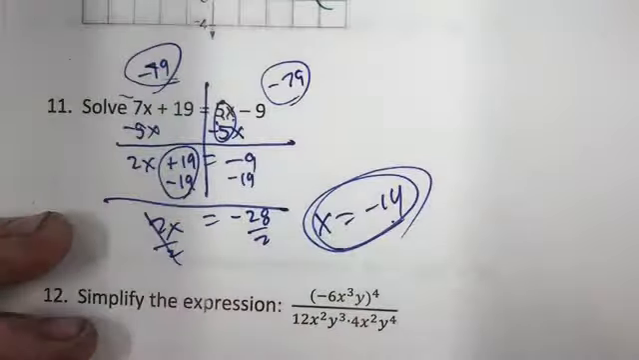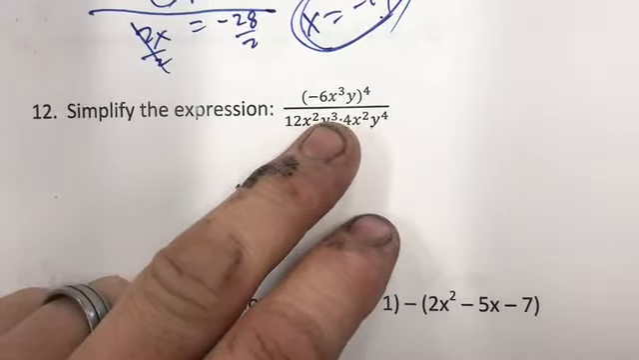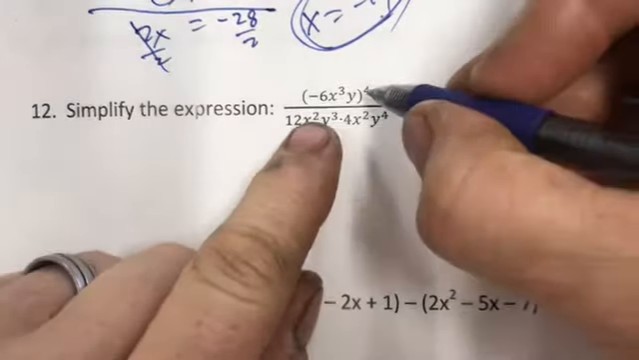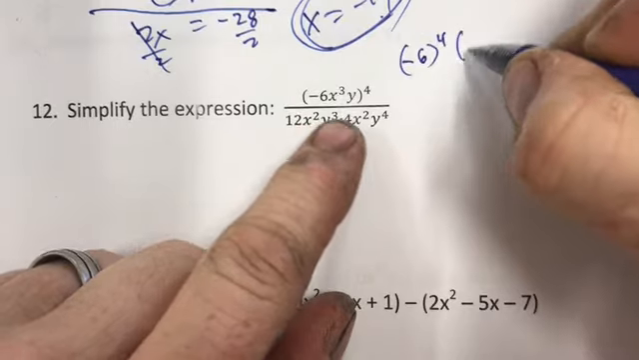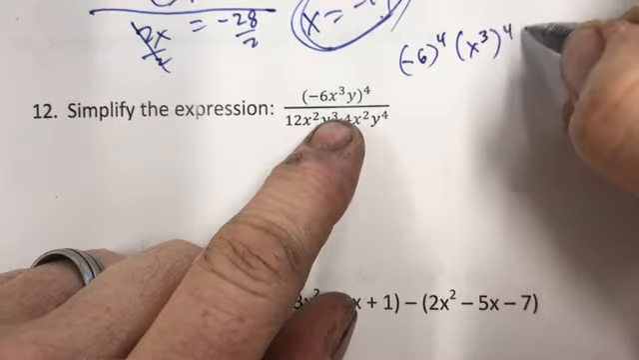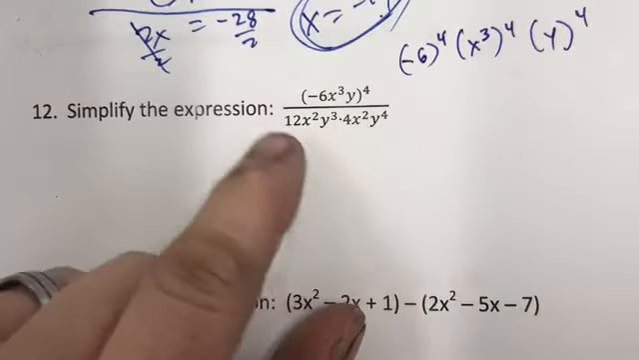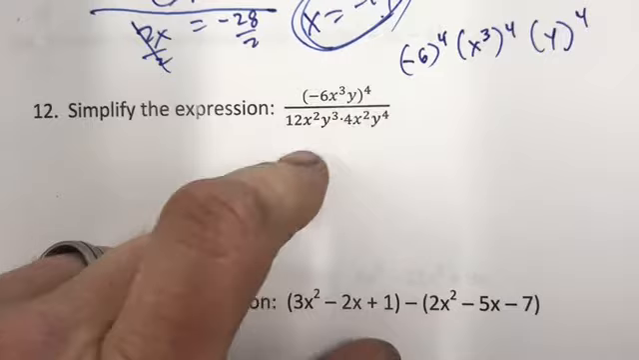Okay, number 12. Simplify this. Right here we've got a power of powers, so I need to separate this up. I've got negative 6 to the 4th power, x to the 3rd to the 4th power, and y to the 4th power. All these inside the parentheses are to the 4th power. Okay?